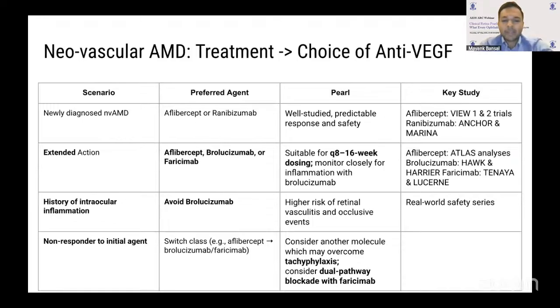If I were to summarize all the treatment options that we have, if a patient has a history of intraocular inflammation, it's best to avoid brolucizumab given the previous reports of occlusive retinal events. If any patient is not responding to an initial agent, it's wise to consider another molecule, which may overcome the tachyphylaxis we see, and consider dual pathway inhibition, such as with faricimab. Otherwise, the treatment interval with aflibercept, brolucizumab, and faricimab can now be extended to an 8 to 16-week interval.